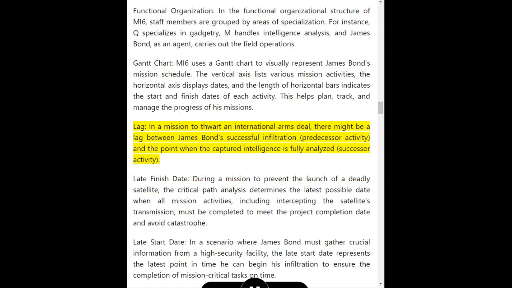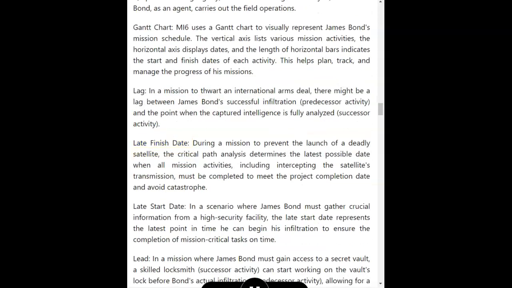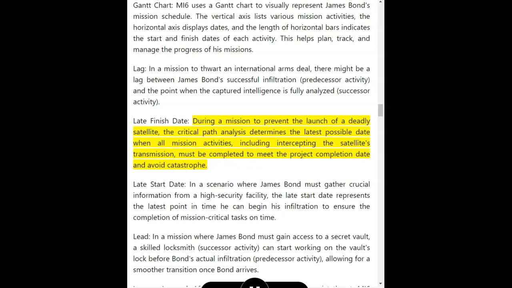Lag. In a mission to thwart an international arms deal, there might be a lag between James Bond's successful infiltration, the predecessor activity, and the point when the captured intelligence is fully analyzed, the successor activity. Late finish date. During a mission to prevent the launch of a deadly satellite, the critical path analysis determines the latest possible date when all mission activities, including intercepting the satellite's transmission, must be completed to meet the project completion date and avoid catastrophe.